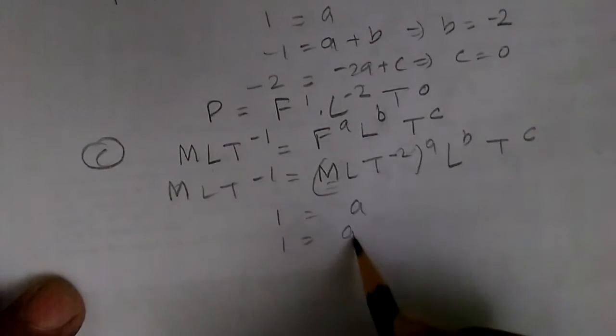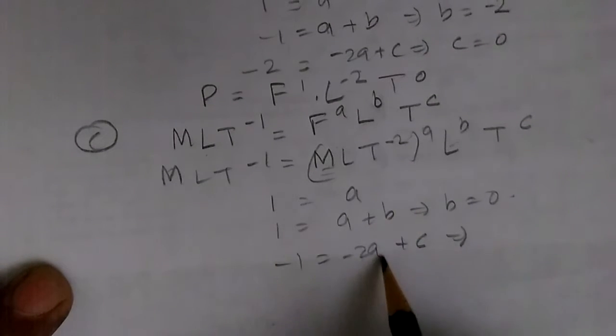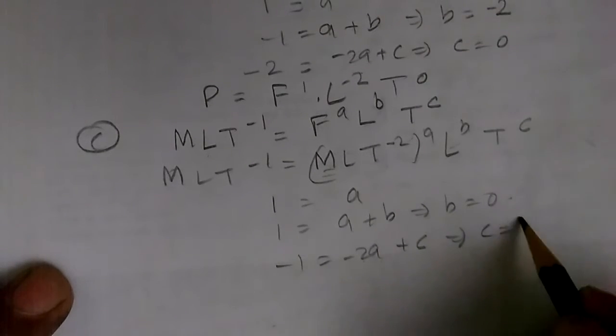Equate M's coefficient, M's power: M to the power a is 1, so a is equal to 1. Now L to the power 1 here, and L to the power a plus b, so this implies b is equal to 0. Now T to the power minus 1 here is equal to T to the power minus 2a and then plus c. This implies a is 1, so minus 2 plus c equals minus 1, so c is equal to 1.